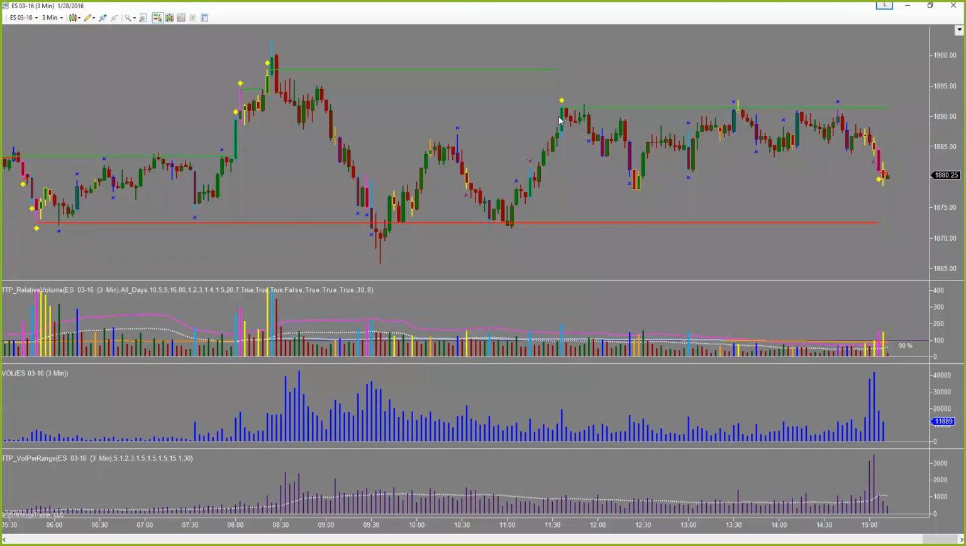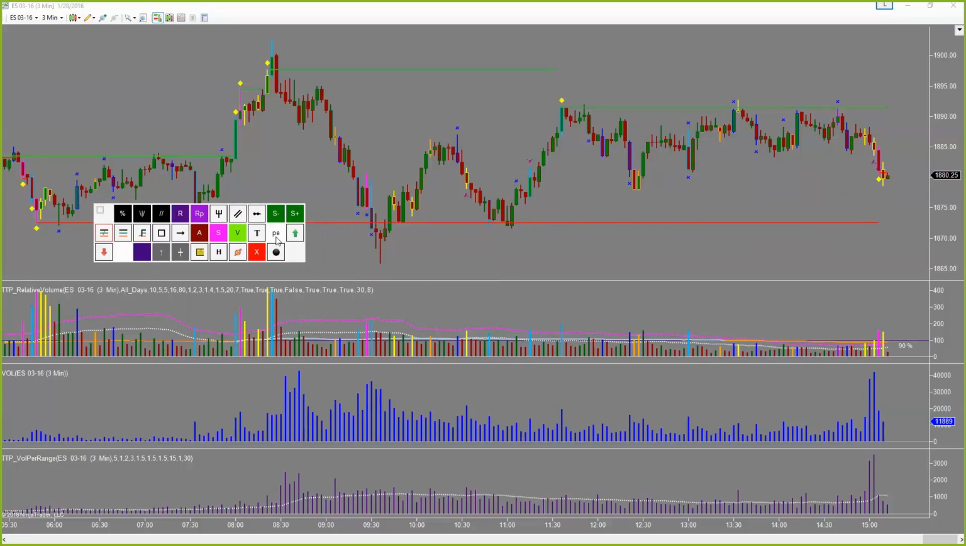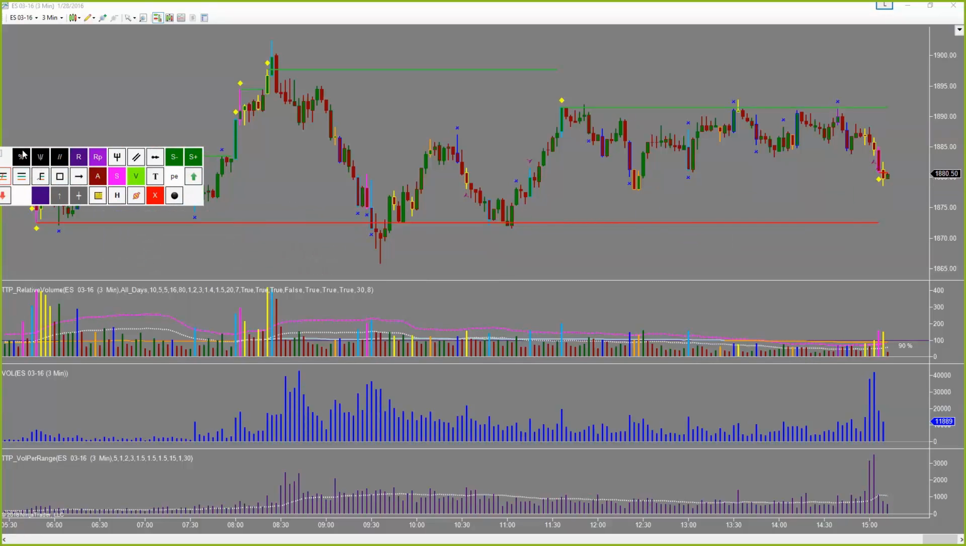And you can see here where we had the spike, the extreme spike in the relative volume. So I mean, if this is not an obvious one, I don't know what is. This is about as obvious as it gets.